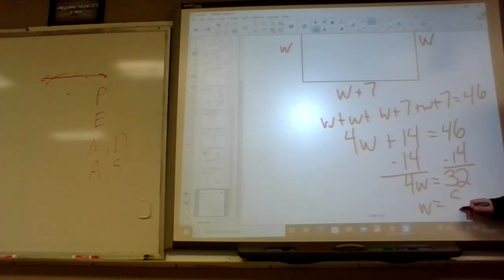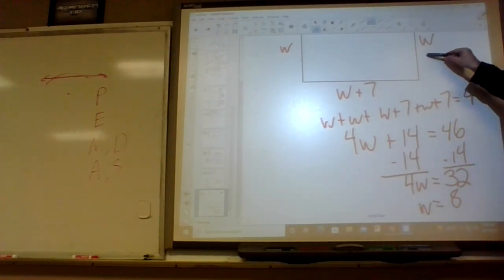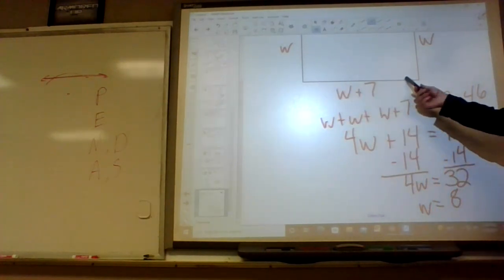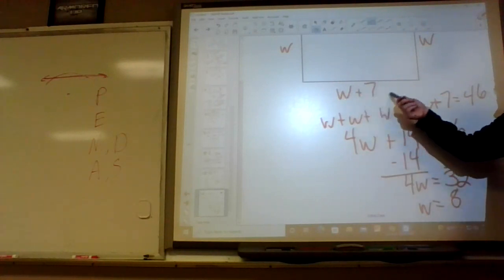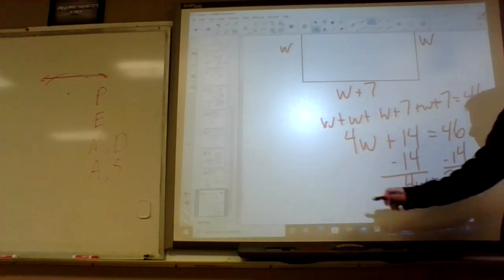What does that mean? The width of the rectangle, or the run, needs to be 8 feet. That's one of the dimensions. The other dimension is the length. How long is the length going to be? 8 plus 7, 15. Yes. 8 feet by 15 feet.